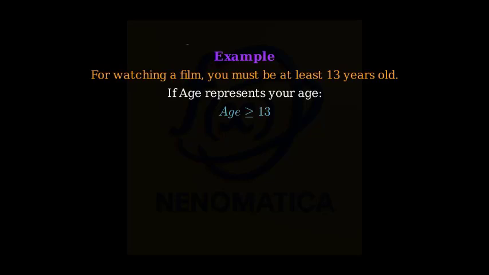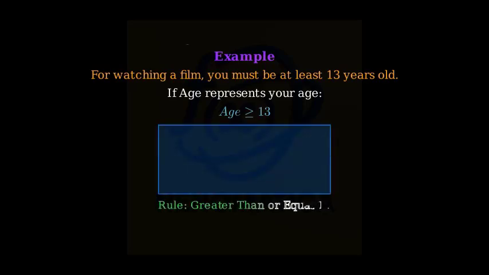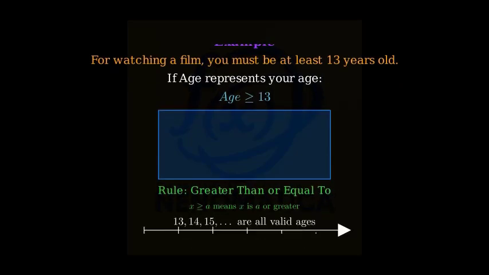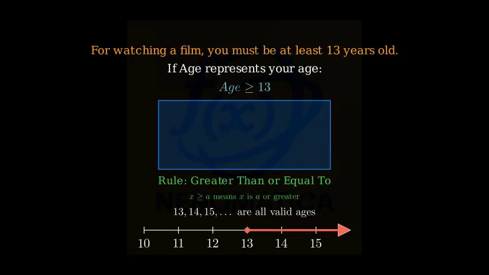Let's understand what this inequality means. The symbol greater than or equal to means that age can be exactly 13, or any number larger than 13. For example, 13, 14, 15, and so on are all valid ages for watching the film. We can visualize this on a number line where we include 13 and all points to the right.